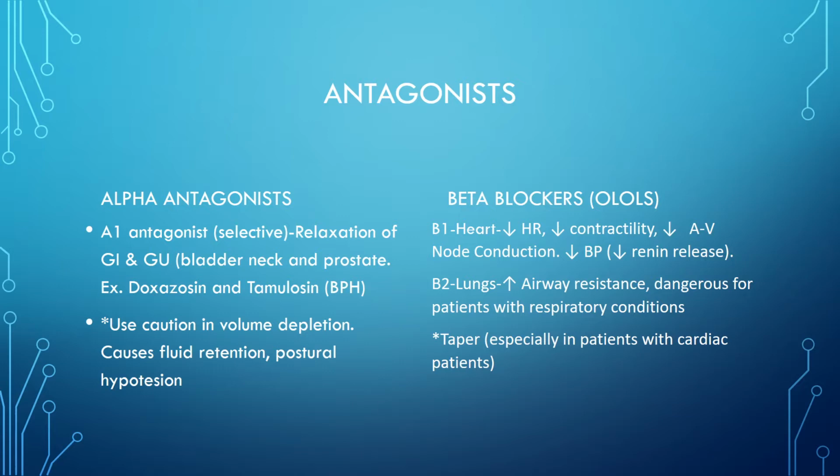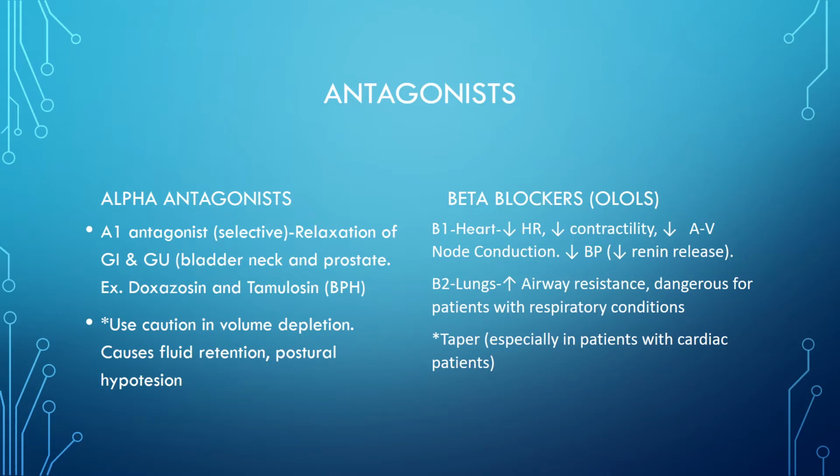Alpha antagonists, this is where we are looking at blocking, preventing, inhibiting. Let's say the medication is sitting on the receptor site and preventing the normal action. So you're going to see the exact opposite. So with an alpha 1 antagonist, the selective ones, you're going to see relaxation of GI and GU at the level of the bladder neck and the prostate. So examples of these types of medications are the zosins, so doxazosin and tamsulosin, and these are perfect for BPH because we want to open up those vessels. You want to use caution in volume depletion, and you also want to note that it does cause fluid retention.